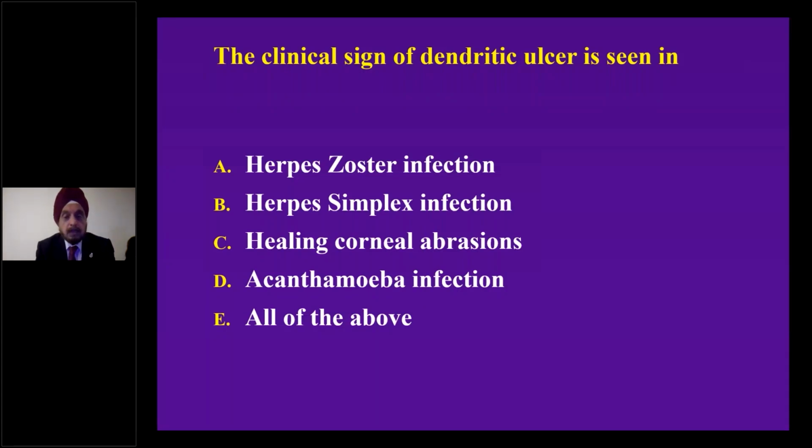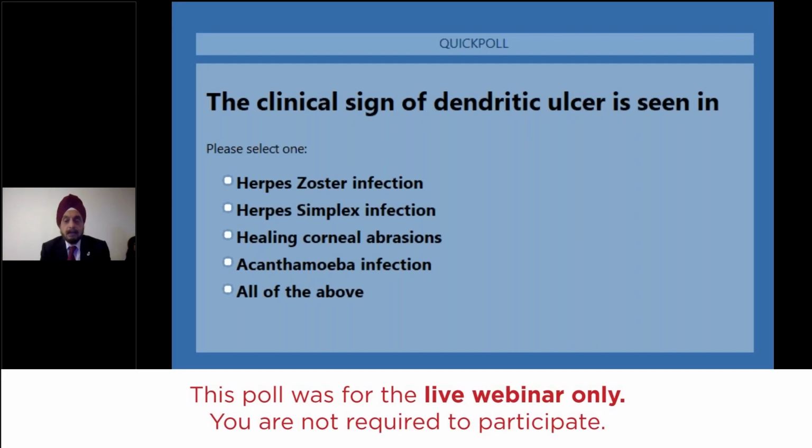Now, we're going to start with two questions, and I want you to take your polling devices and answer the question. The clinical sign of dendritic ulcer is seen in herpes zoster, herpes simplex, healing corneal abrasions, acanthamoeba infection, or all of the above. You have 30 seconds.